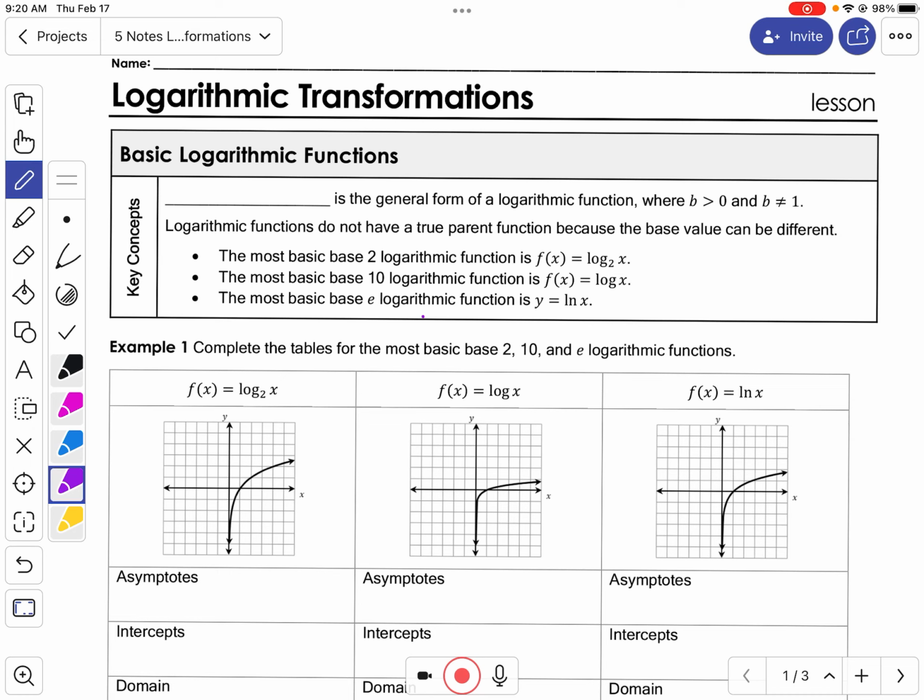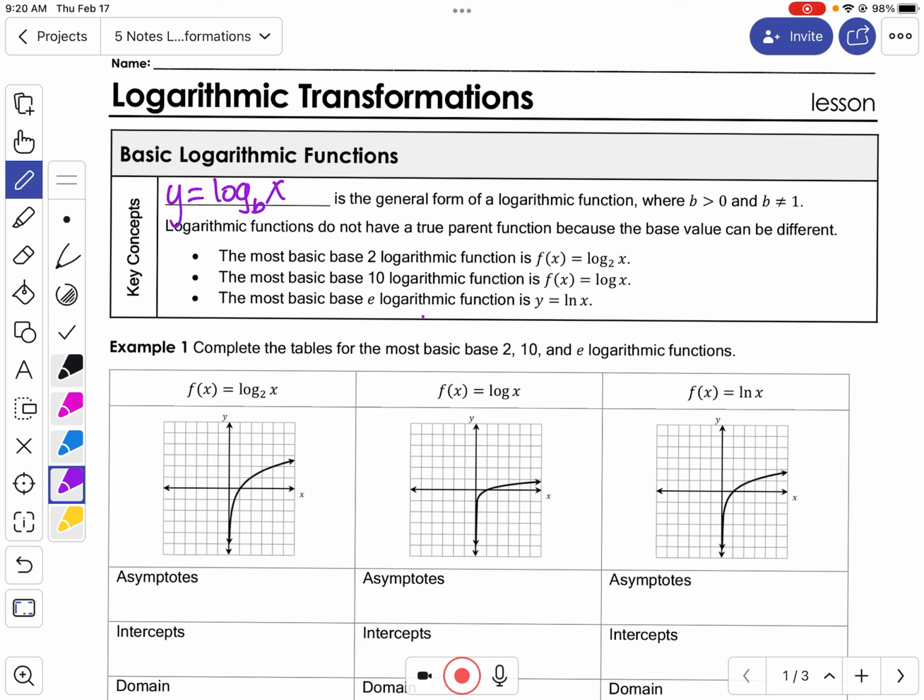Okay, so in this lesson, we're going to be looking at logarithmic transformations. So we looked at exponential, now we're going to get into logarithmic. So the general form of a log function is y equals log base b of x. So remember, that's how you pronounce it. So your base of your log is the same as your base of your exponential. It has to be greater than 0 and it cannot equal 1.